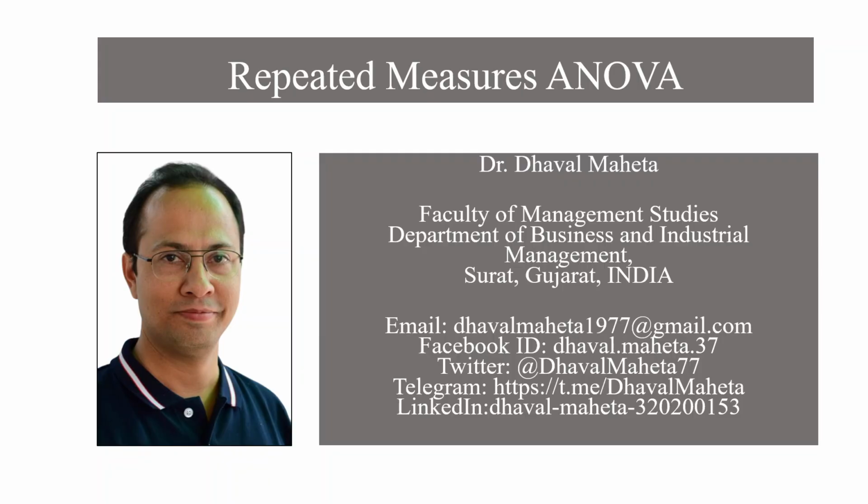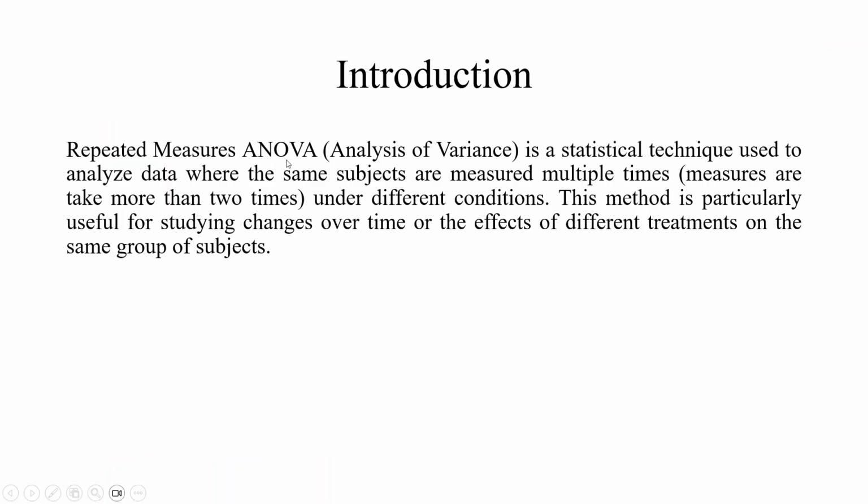This is Dr. Dhaval Maheta, and today we'll understand how to run repeated measures ANOVA in STATA. Repeated measures ANOVA is a statistical technique used to analyze the data where the same subjects are measured multiple times. That is, measures are taken at more than 2 time intervals under different conditions. This method is particularly useful for studying changes over time or the effects of different treatments on the same group of subjects. We'll try to understand this concept by a small example.